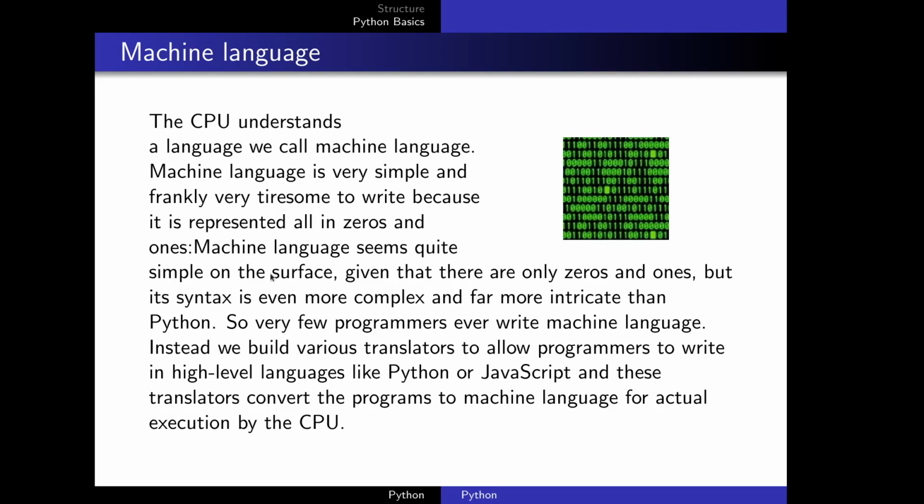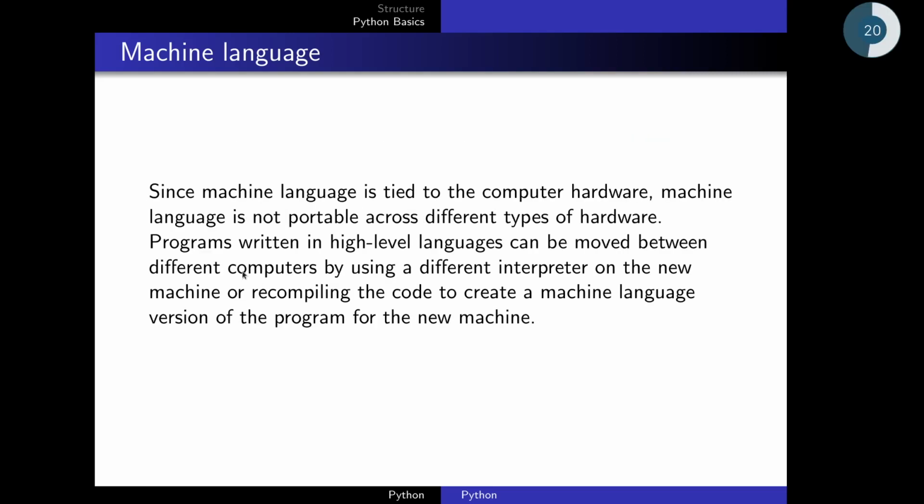Instead, we write our code in a high-level language and build various translators to convert this high-level language into machine language. Machine language is tied to computer hardware, so it is not portable across different types of hardware. But programs written in high-level languages can be moved between different computers. We just have to use a different interpreter or recompile it on the new machine.